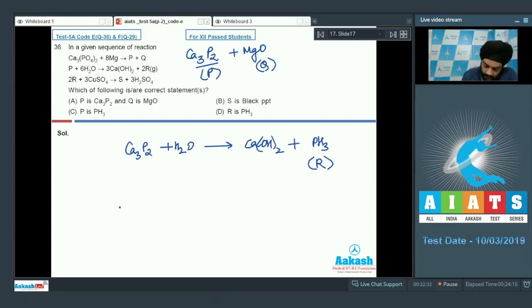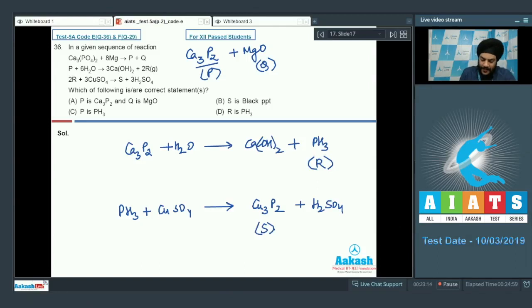Now this phosphine gas is allowed to react with copper sulfate. So the phosphine will react with CuSO4 to give us Cu3P2 along with the formation of H2SO4. So this is the compound S which is formed. Now let us look at the options.